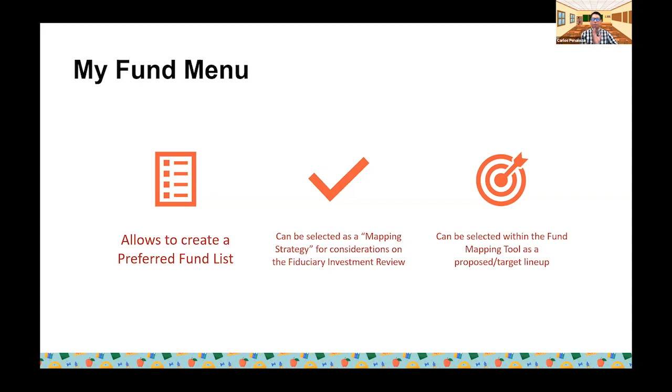So let's say you have your current plan on the left-hand side and you'd like to choose or select this preferred fund list. You can have that set up as your target side and do a side-by-side comparison. So how can we access this, or how can we actually create one of these? Let's take a look at that using the portal.